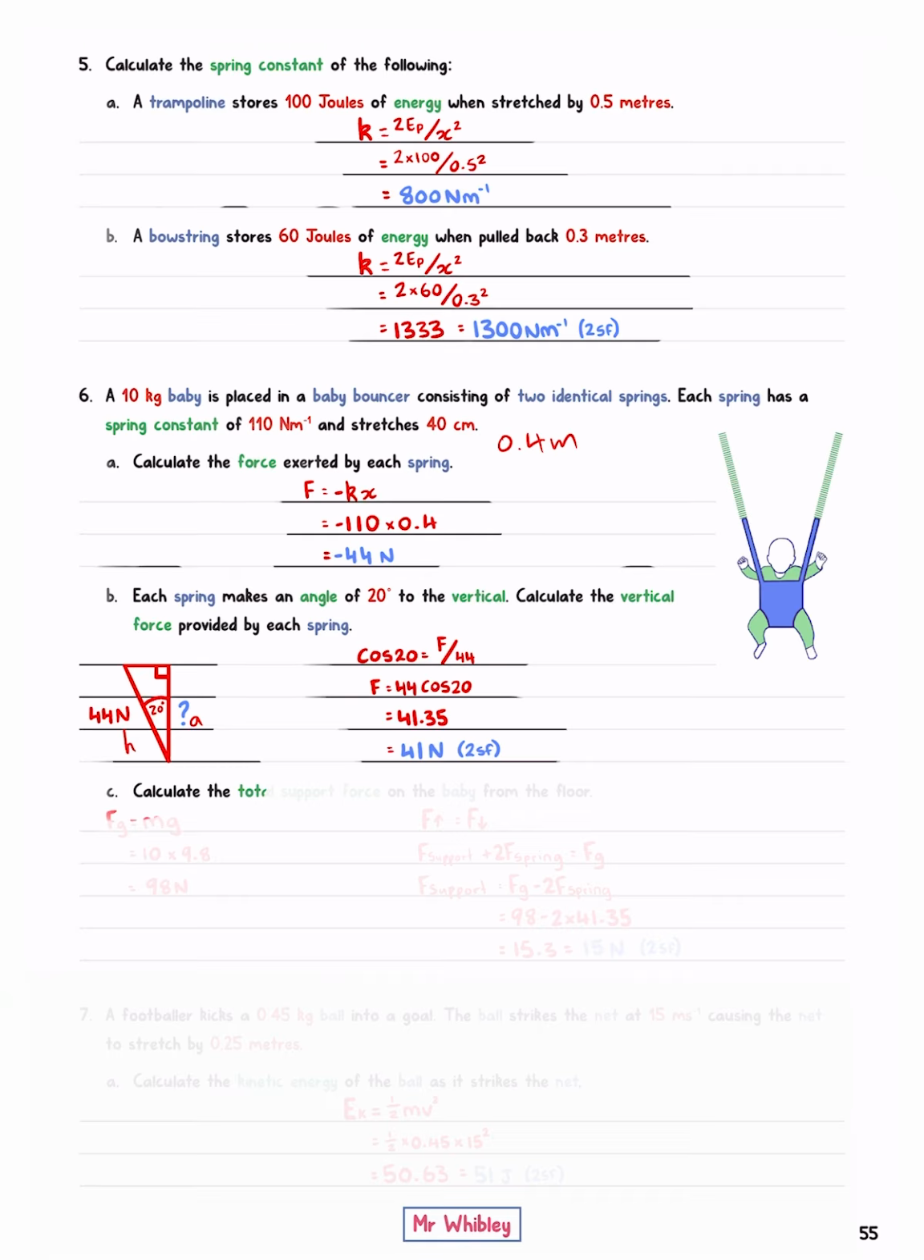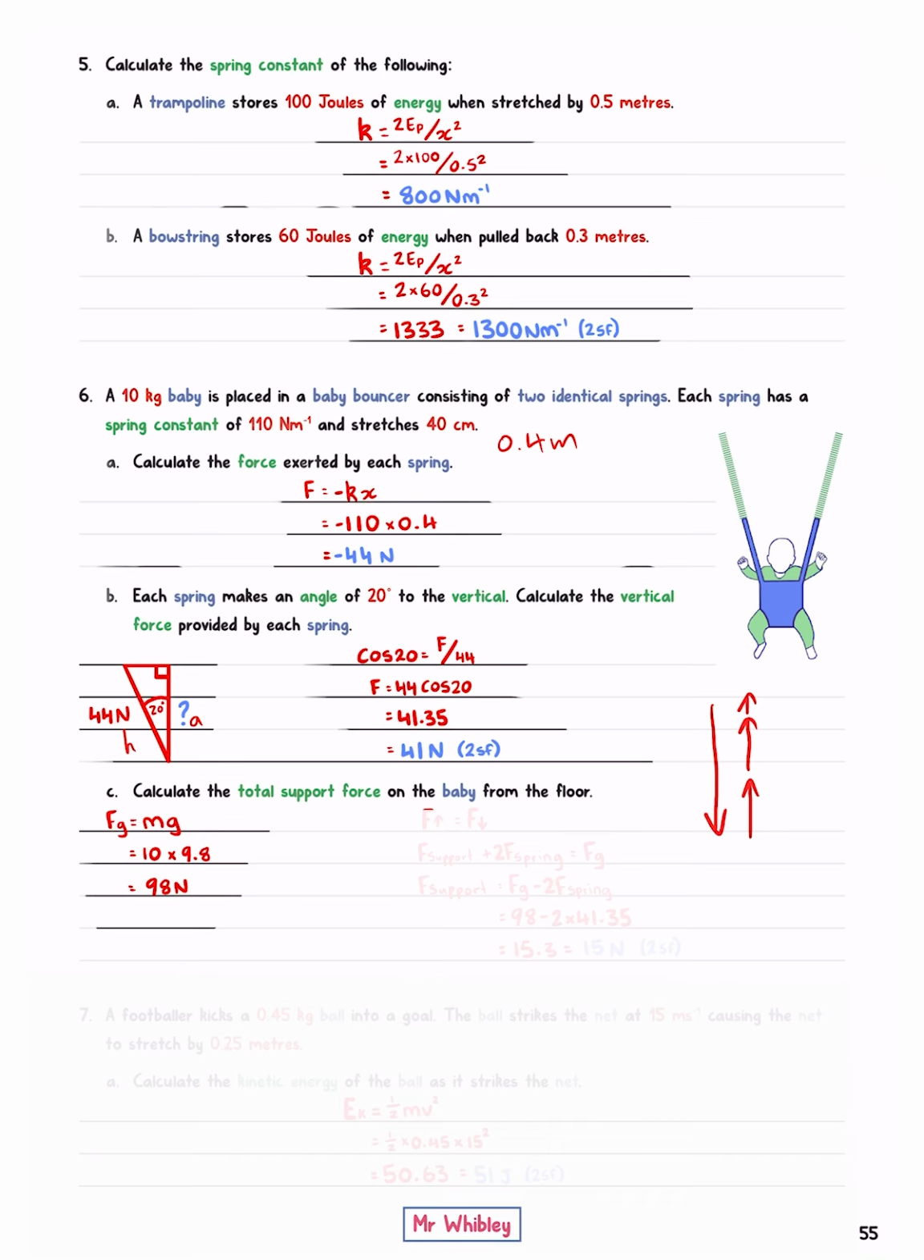Calculate the total support force on the baby from the floor. We know that our baby has a gravitational force, and part of that is going to be balanced by the forces from our two springs. But there's going to be some leftover component that's going to be balanced out by our support force. First of all, finding our gravitational force by taking the mass of the baby and multiplying that by gravity, putting our numbers in, gives me 98 newtons.